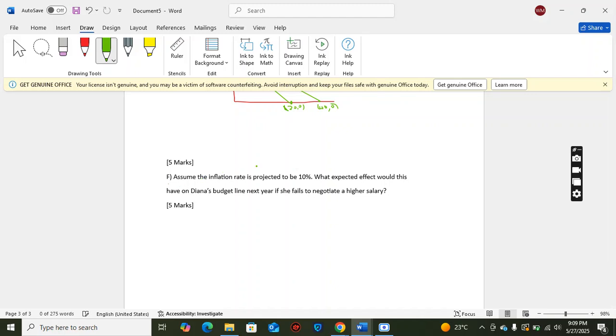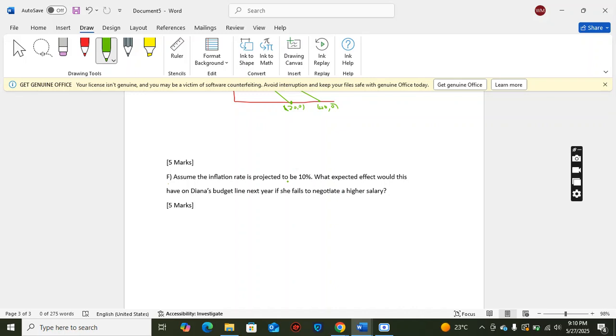Okay, assume the inflation rate is projected to be 10%. What expected effect would this have on Diana's budget line next year if she fails to negotiate a higher salary? All right, colleagues. Inflation is where the price level of goods goes up. When there's a lot of money chasing a few goods, the prices go up.